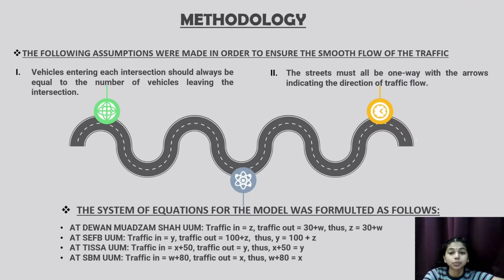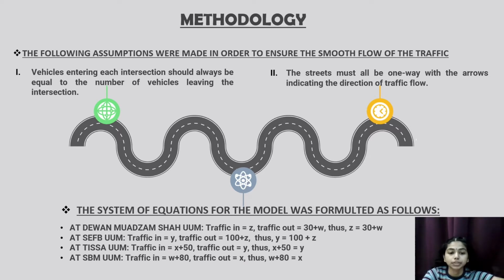To ensure the smooth flow of the traffic, two assumptions have been made. Firstly, vehicles entering each intersection should always be equal to the number of vehicles leaving the intersection. Secondly, the streets must all be one way, with the arrows indicating the direction of traffic flow. Next, I'm going to proceed with the system of equations.